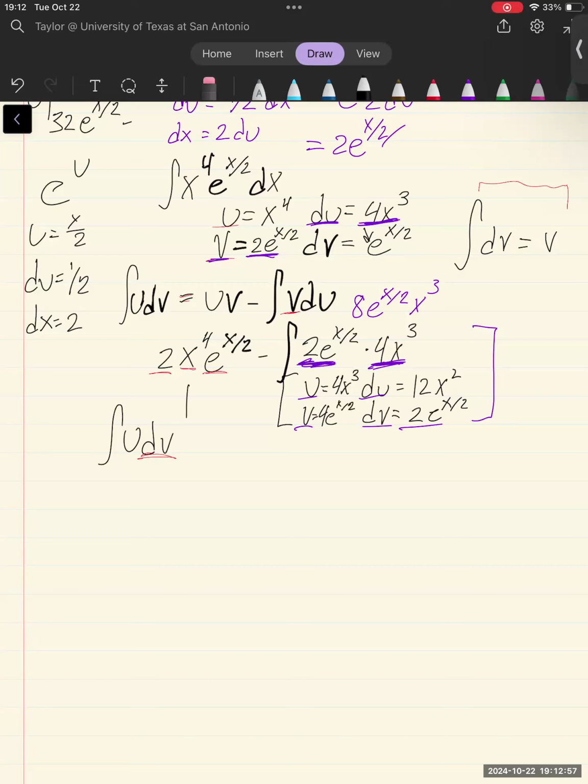So then I have 2x to the 4th e to the x over 2 minus, and then again, u times v would be 16 x cubed. This time you can simplify because we're not integrating anymore. E to the x over 2 minus the integral of v du, 12x squared, nice.